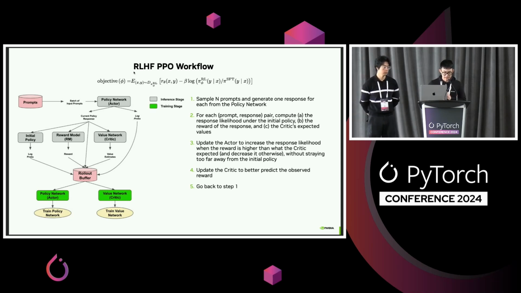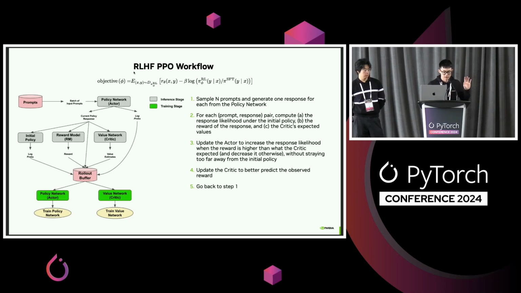But in RLHF, it's slightly more complicated than that because we have this thing called the initial policy and the value network. These two things are mostly here to stabilize training. In particular, the initial policy is to prevent deviations that are too far from the initial model, and the value network is here to stabilize the RL training.